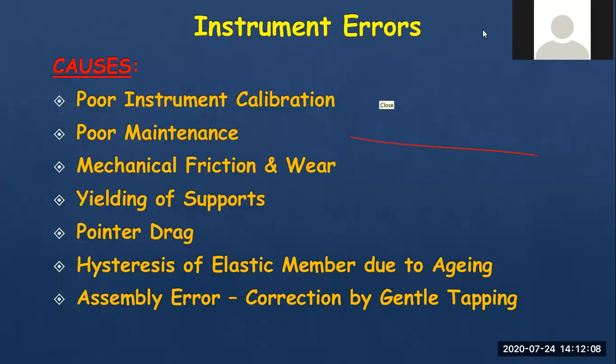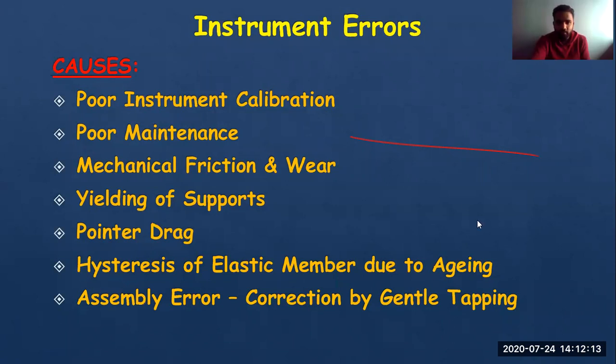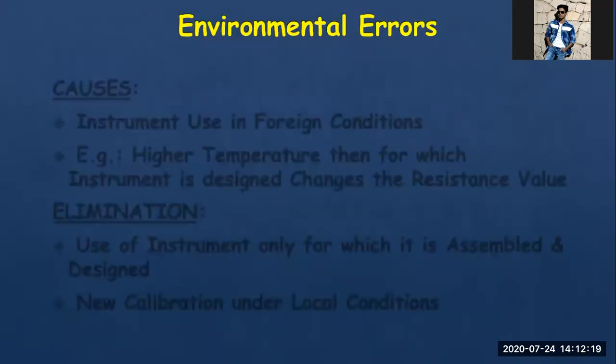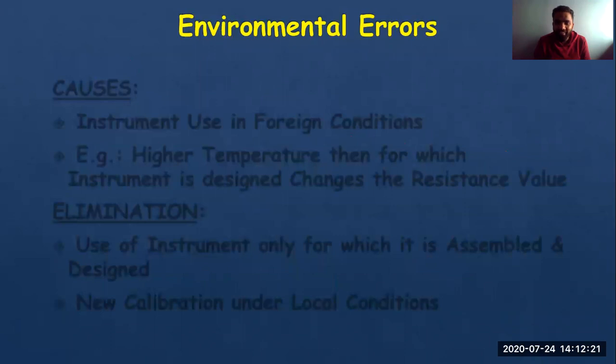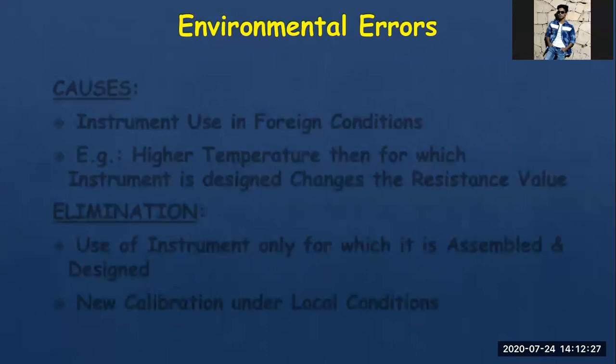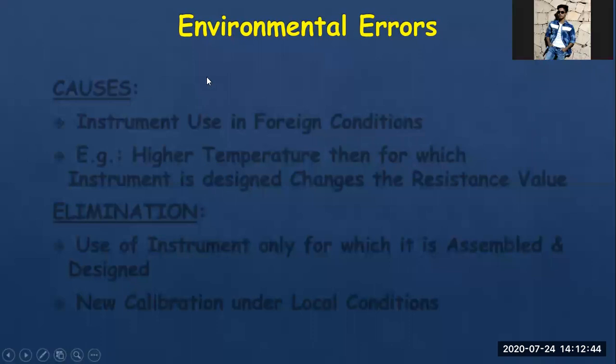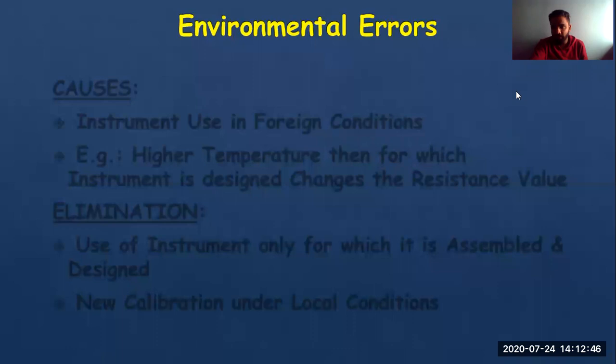Shoaib, tell me, what are the various causes of instrument error? Poor instrumentation calibration, poor maintenance, mechanical friction and wear. Yeah, I have changed the slide. Hysteresis, yes. Anything else? Support yield. Pointer drag will be considered? Yes, sir. Okay, thank you. Thank you so much for responding at least.